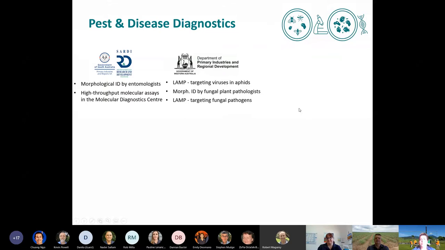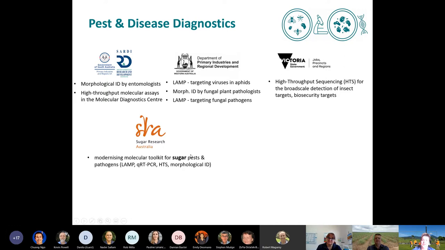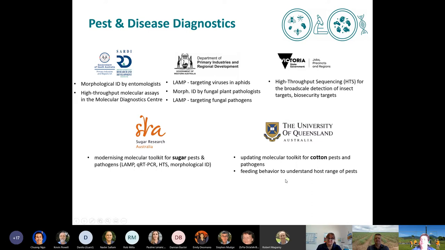We have AgVic using high throughput sequencing for the broad scale detection of insect targets with a particular focus on identifying biosecurity targets. And they're also looking at how to apply this technology to a group of fungal pathogens within the ophiostomatoid group, which is associated with a major exotic threat to Australia's forestry industry, chestnut blight. Then we have Sugar Research Australia, modernising their molecular toolkit for sugar pests and pathogens, and University of Queensland updating a molecular toolkit for cotton pests and pathogens. And they are using high throughput sequencing to understand feeding behaviour of a range of pests, and to better understand which hosts these pests are feeding on between seasons. So I think the outcomes of this will be quite interesting in combination with these.